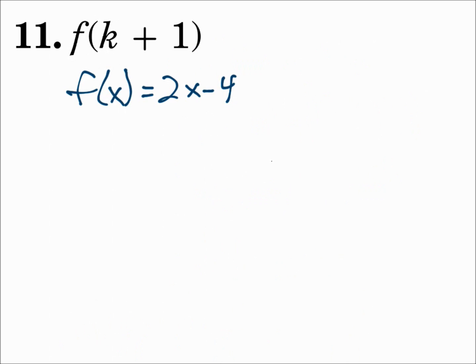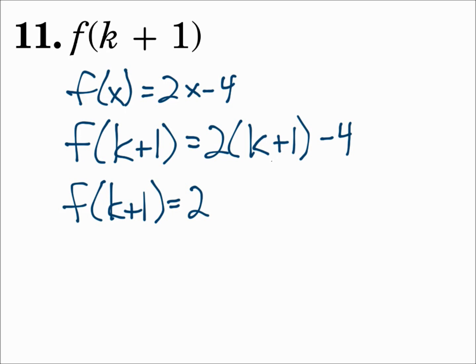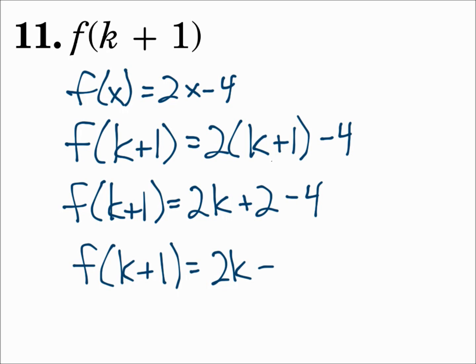Number 11, f of k plus 1. Be careful here, this one's different too. Substitute k plus 1 for the x. Notice the whole k plus 1 goes in there. Now distribute. 2 times k plus 1 is 2k plus 2, because you do 2 times k and 2 times 1. And then combine your like terms. 2 minus 4 is negative 2.